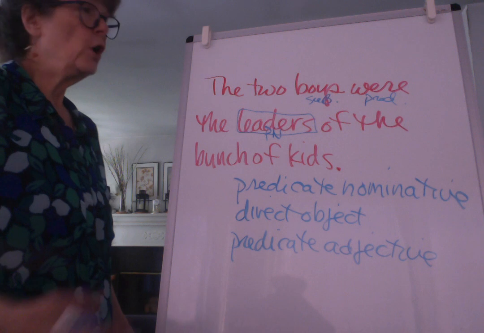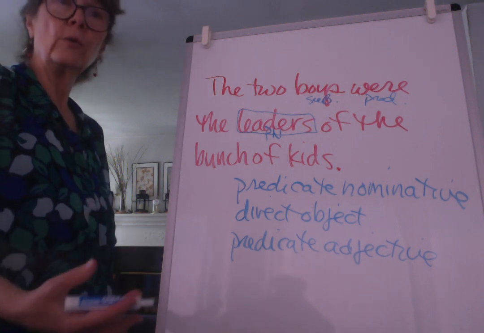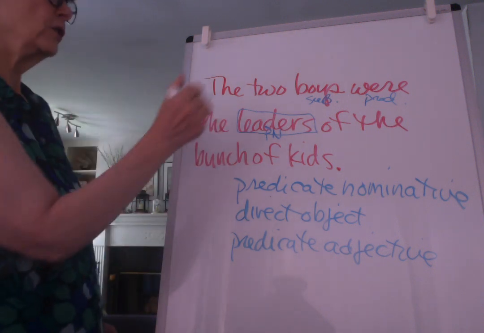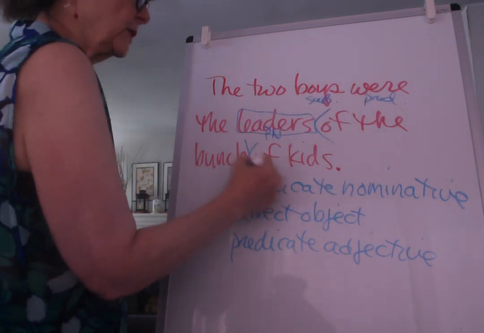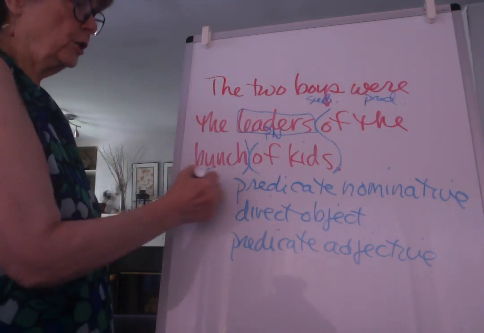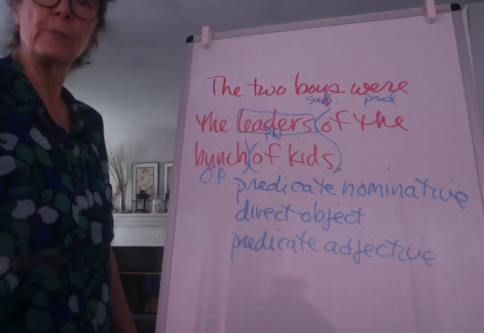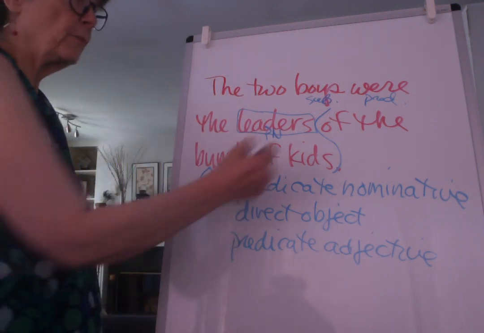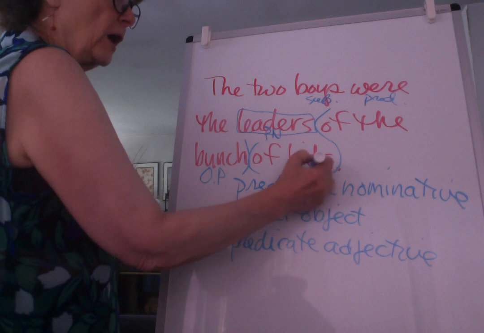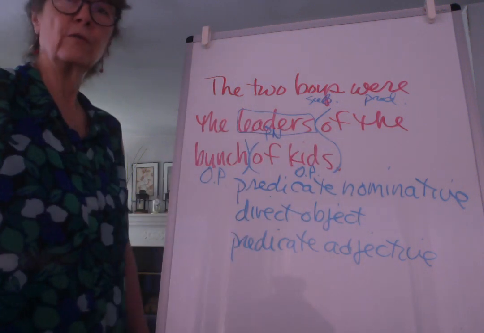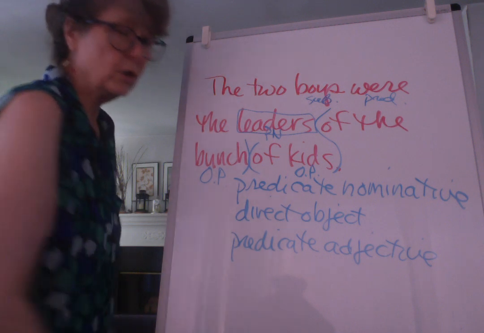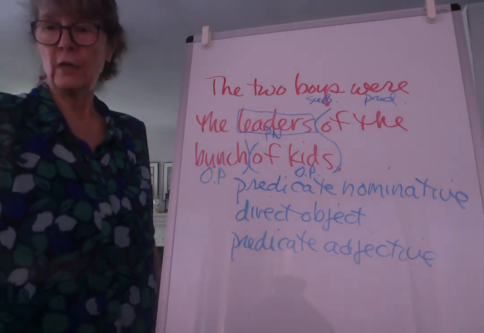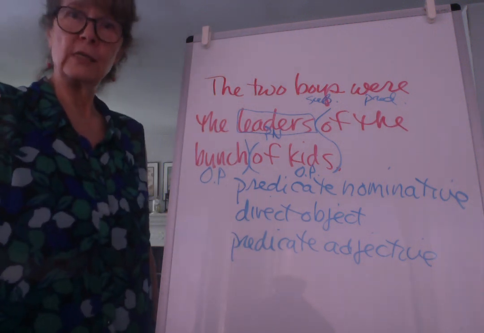If there's no direct object, there's no indirect object, so all we have to do is look for prepositional phrases. So of the bunch, the noun at the end of that prepositional phrase is the object of the preposition. The noun at the end of this prepositional phrase is the object of a preposition. So you can try the other exercises on here and see what you can come up with.